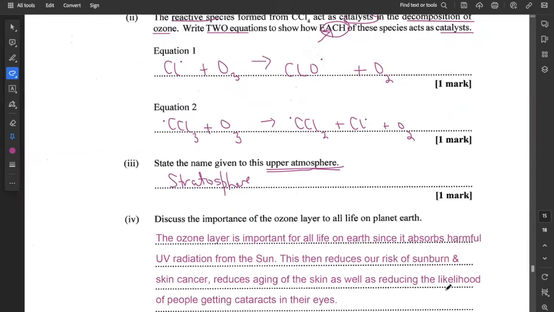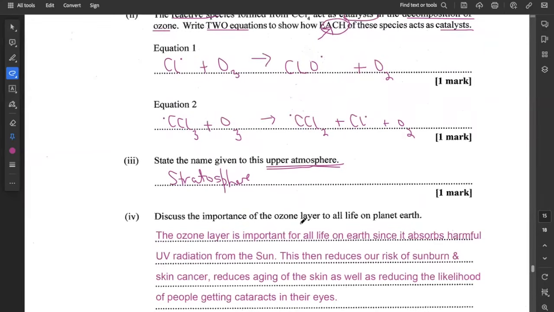So moving along to part 4. Part 4 says discuss the importance of the ozone layer to all life on the planet. So what is the importance of the ozone layer? Well, the ozone layer is important for all life on Earth since it absorbs harmful UV radiation from the sun, right? And because the ozone layer does that, it reduces our risk of sunburn and skin cancer. It reduces aging of the skin because we're not as exposed to those UV rays because the ozone layer absorbs them.